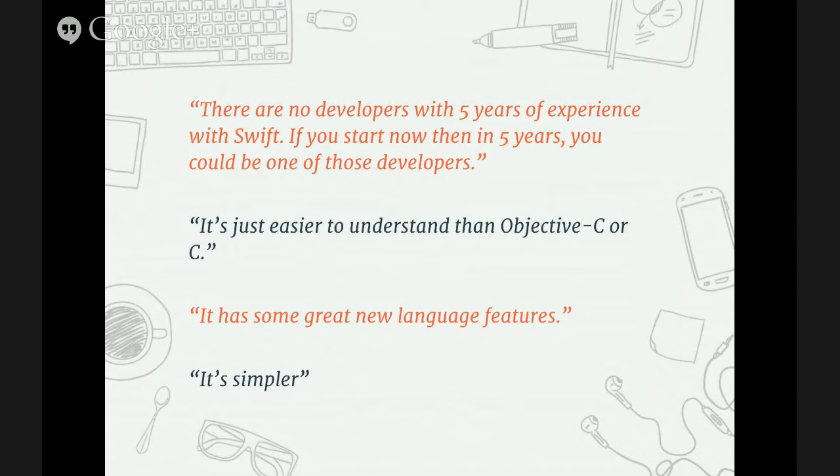So here are some of the things that we hear about why people are excited about Swift and why they think this is a great time to jump in and learn Swift. The first one is, there are no developers with 5 years of experience with Swift. So if I start now, in 5 years I'll be one of those people with 5 years of experience. There's a lot to be said for that. People think back to when the iPhone was introduced. When the App Store opened, it was commonly referred to as a gold rush. You could just about get anything up there. And you know, if only I would have started 5 years ago, that would have been awesome. But anyway, another thing that we hear all the time is it's just easier to understand than Objective-C or C. It has some really great new language features. And probably the biggest thing that I hear, it's simpler. I don't necessarily agree with that part, but we'll take a look and we'll find out. You can make your own decision.